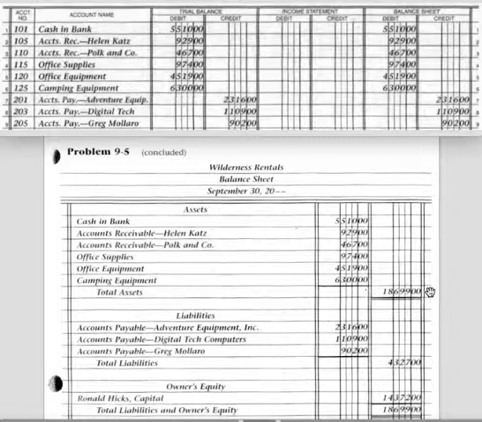So our assets equals our liabilities plus owner's equity. So you will double rule under total assets, and you will double rule under total liabilities and owner's equity. And that shows that our accounting equation is in balance.